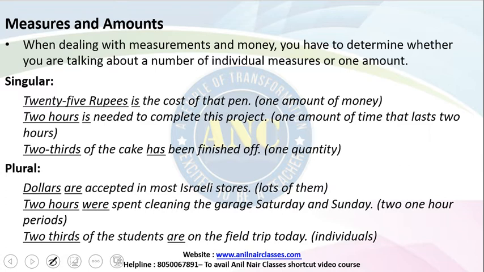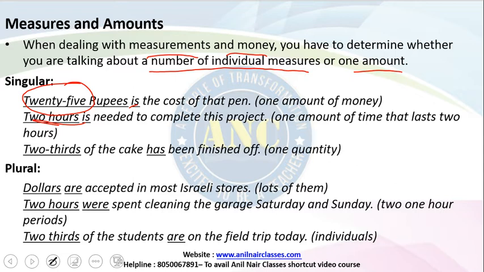When you're talking about measures and amounts, you have to understand if you're talking about a number of individual measurements or if you're talking about one amount. Let's look at a few examples for the singular case. 25 rupees is the cost of that pen. This is entirely one certain amount, right? Hence the verb is in singular form. 2 hours is needed to complete this project. Again, that's the entire amount that is lasting for 2 hours. Hence singular.